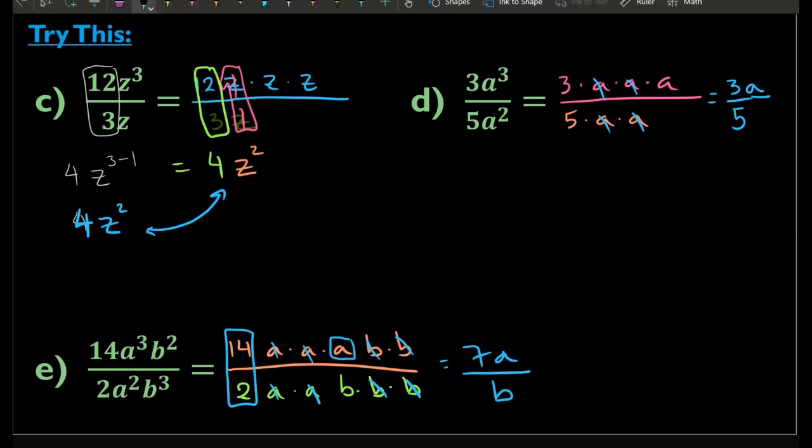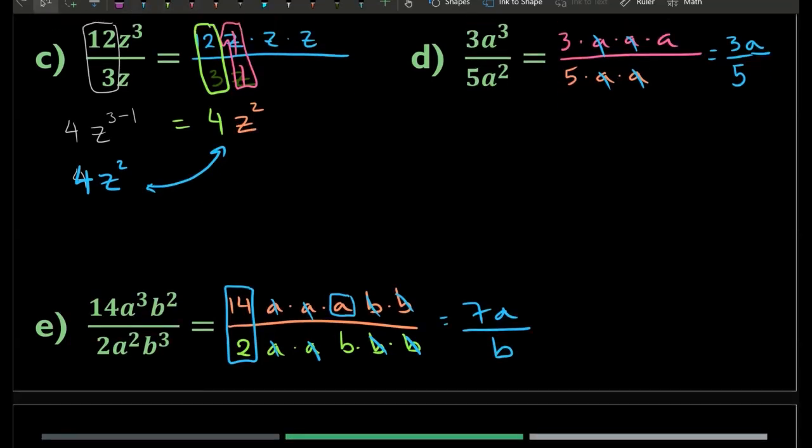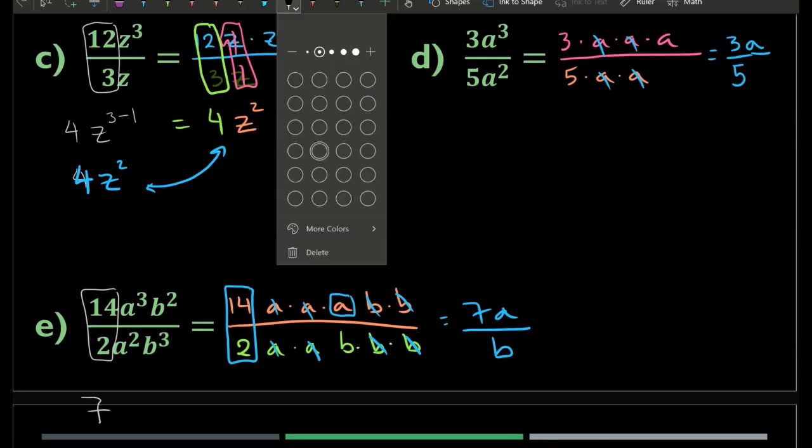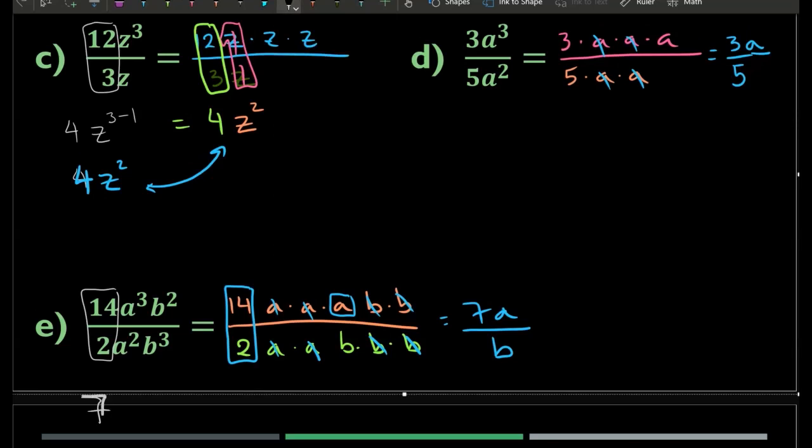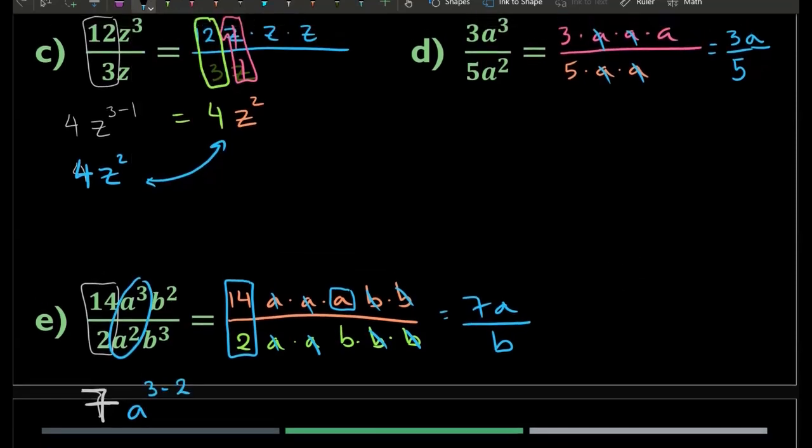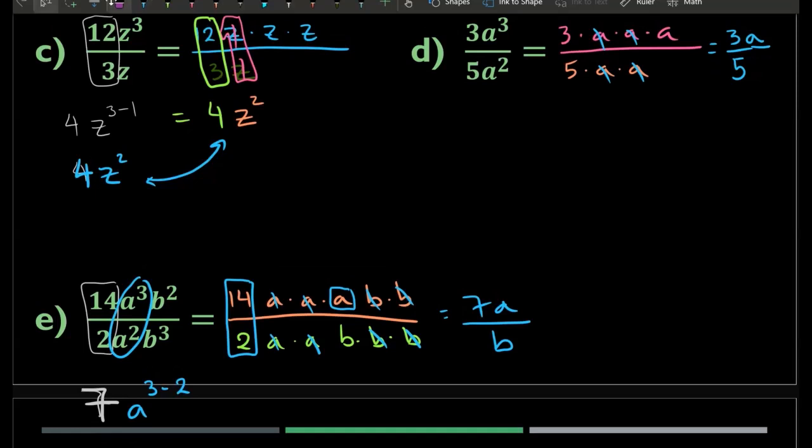Alright, and if we use the long way, we have the following. 14 divided by 2 is going to be 7. a to the third power divided by a squared will be a to the 3 minus 2, which is a to the first power. I'm sorry, everything is kind of too crowded here. Okay, we're going to move it up a little bit.